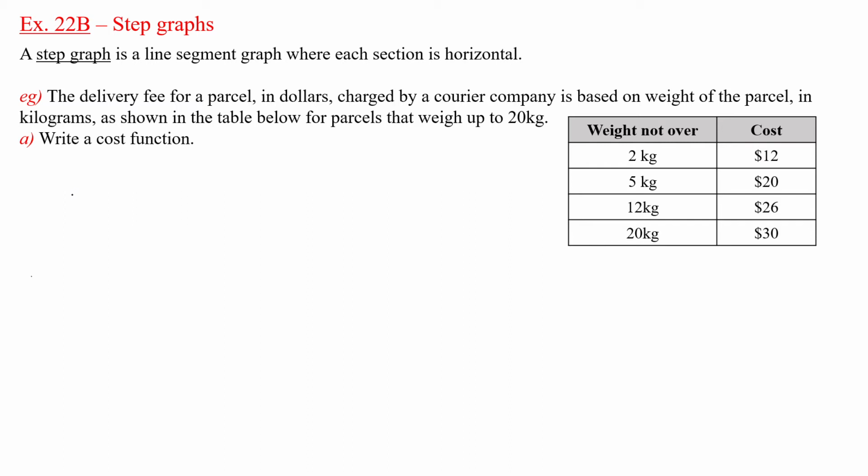So we'll allocate C for cost, and W for weight. Of course, weight is going to be my independent variable or my explanatory variable because the difference in weight changes my cost. Okay, if it helps to label X and Y, go for it. Now, in this case, I'm going to have 4 separate equations because I've got 4 different weights or 4 different criteria for the cost.